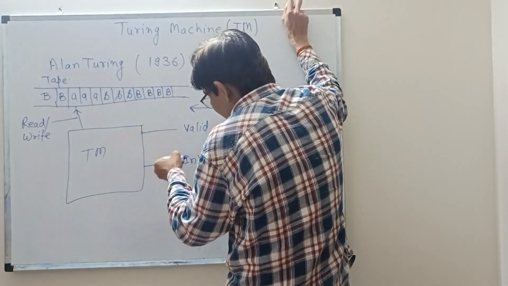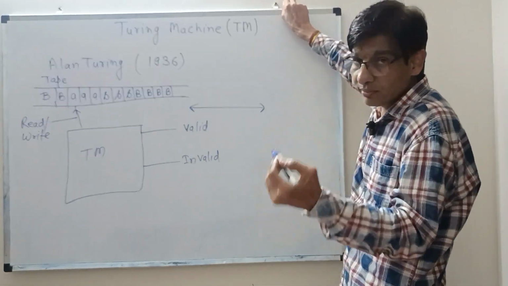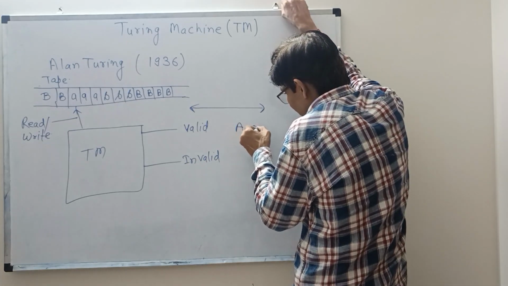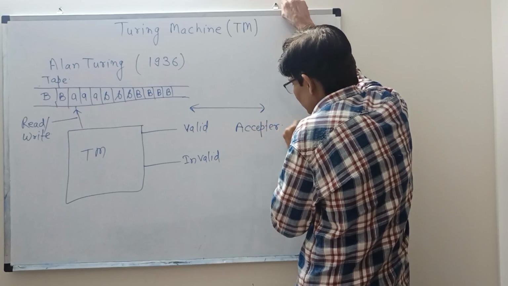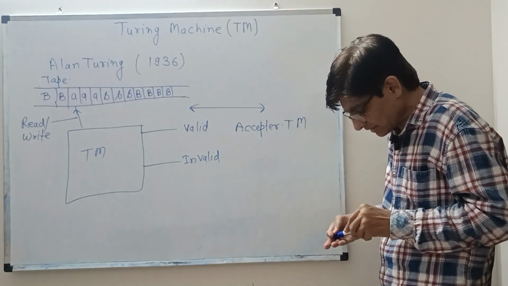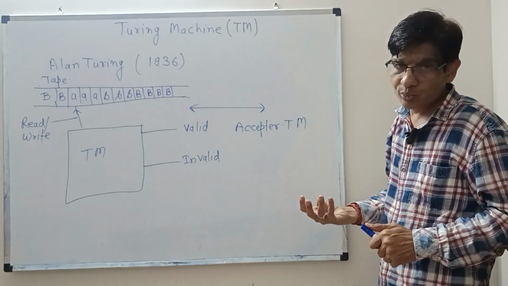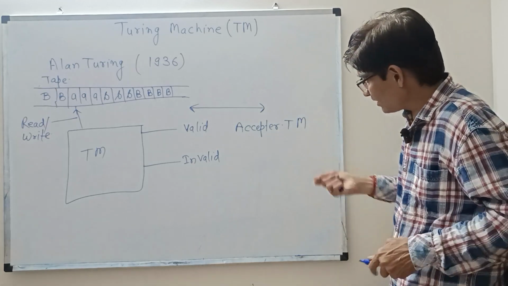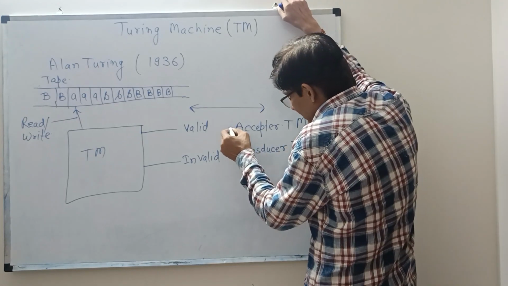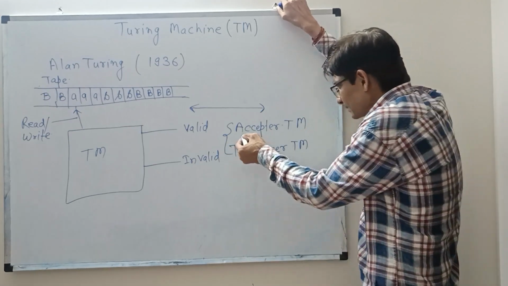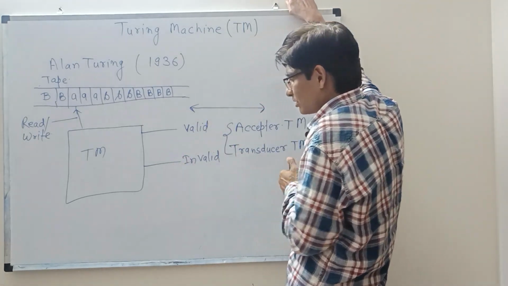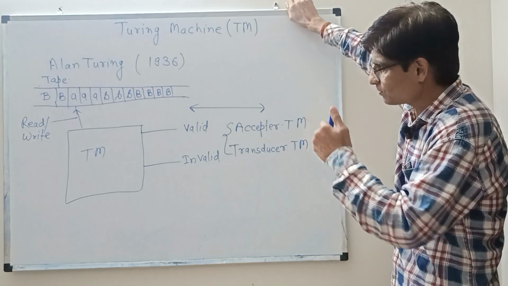So when a Turing machine is validating some string from a given language, this Turing machine is known as an acceptor Turing machine. Now, if a Turing machine is generating some output based on the input, then such a Turing machine is known as a transducer Turing machine. So there are two kinds of Turing machine: acceptor and transducer. Both kinds we will discuss in this playlist.